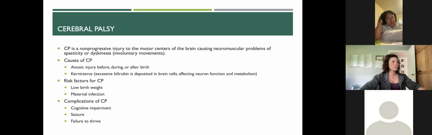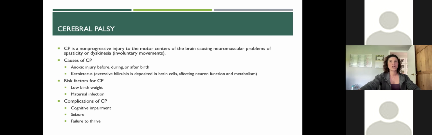Some other risk factors for cerebral palsy: if we are low birth weight, or if mom has an infection while she's pregnant. And long-term complications, we're going to have cognitive impairment, we're going to be at high risk for seizures, and also failure to thrive.